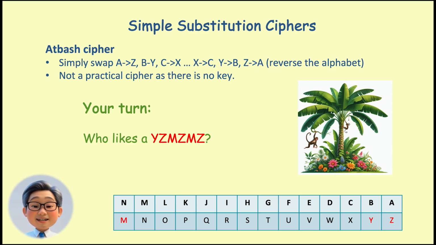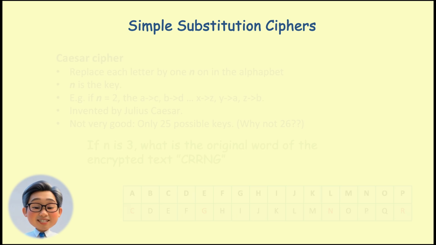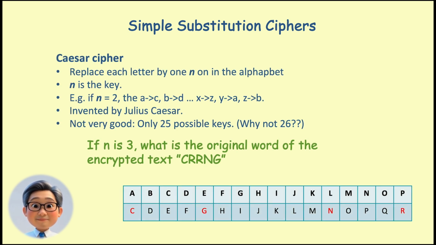Yes, it is banana. A more famous example is the Caesar cipher, invented by Julius Caesar. In this cipher, you replace each letter by one that is a certain number of places further on in the alphabet. This number is your key. While better than Atbash, it's still not very secure as there are only 25 possible keys to try. Your turn. Who can decode the question on the screen?